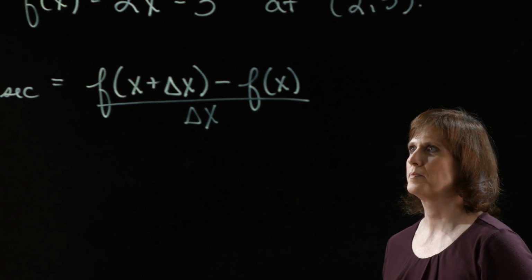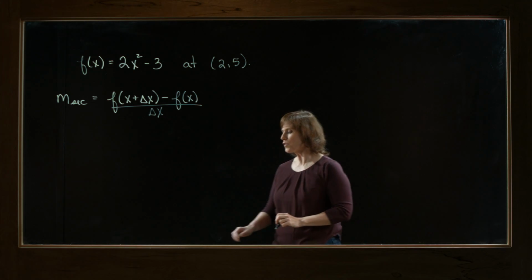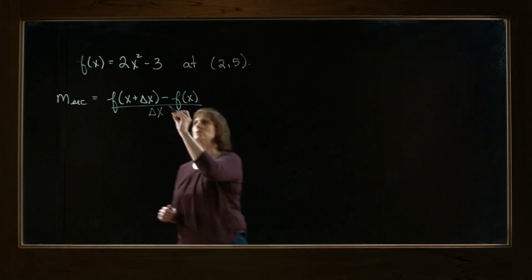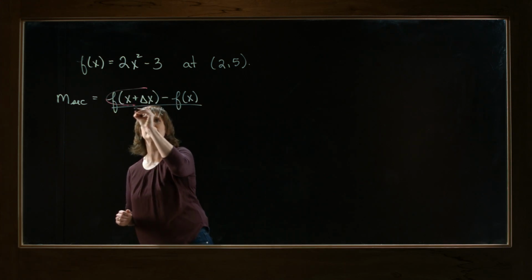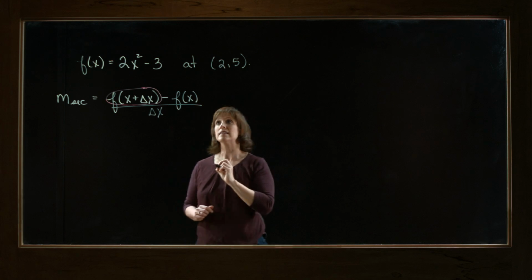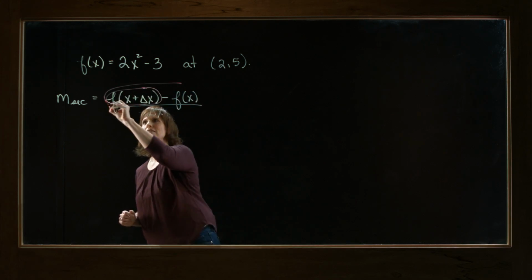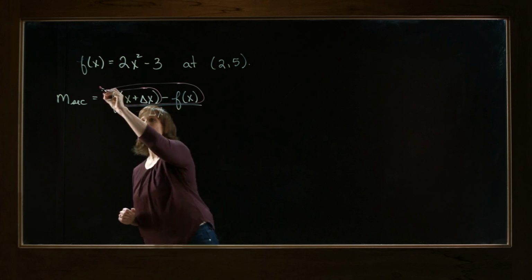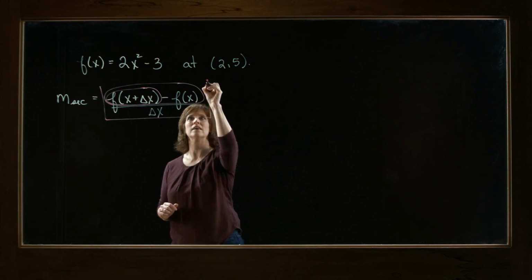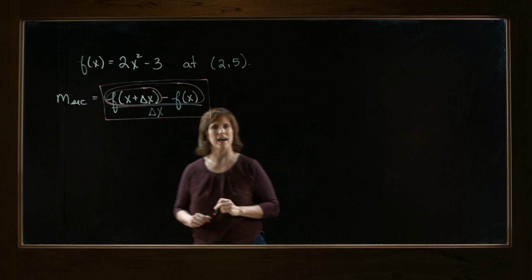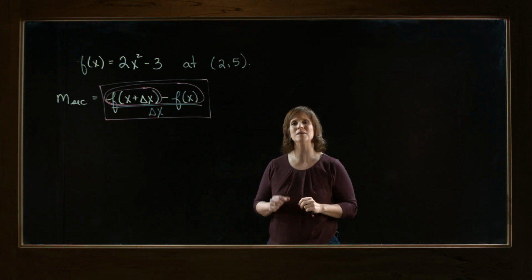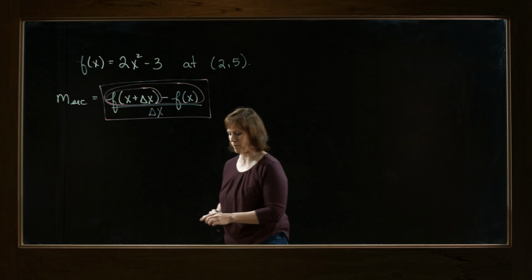delta x. Now, there are really three parts to this difference quotient. The first part is the f of x plus delta x. The second is the subtraction of f of x. And the last part is the division by delta x. In mathematics, we often work from the inside out, and we're going to do exactly the same thing for this particular problem.